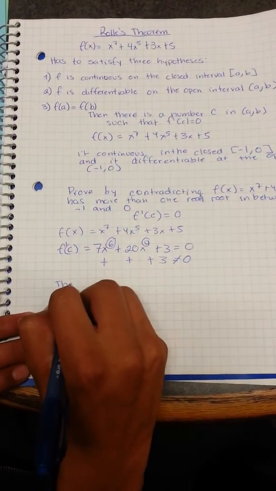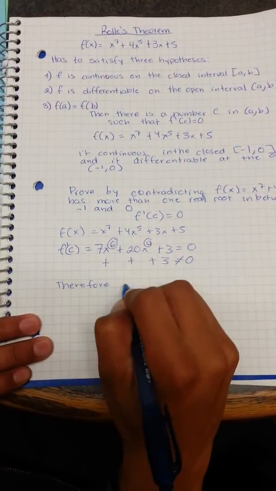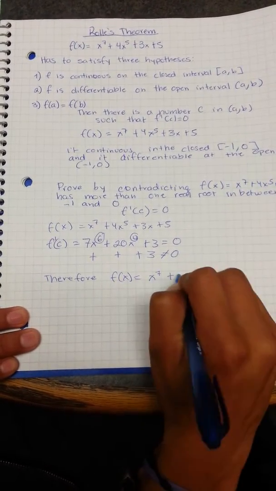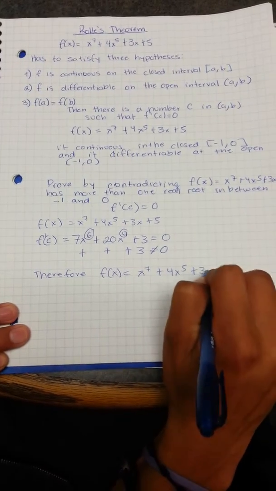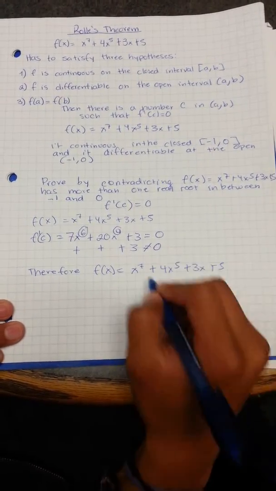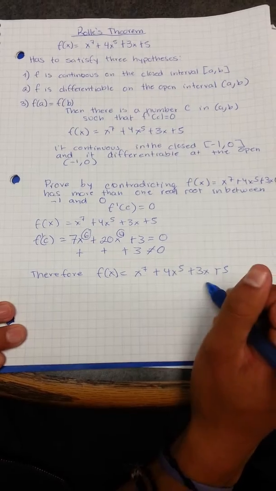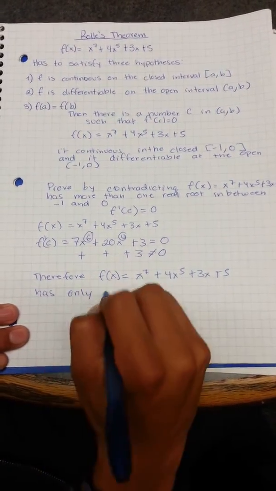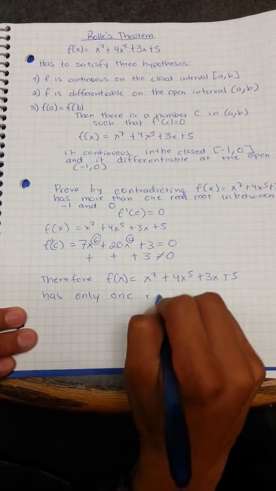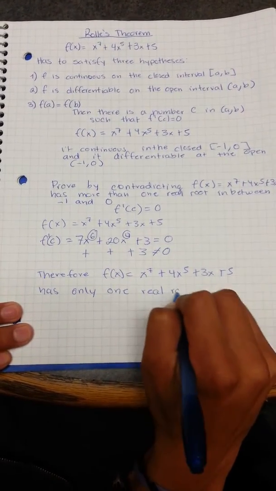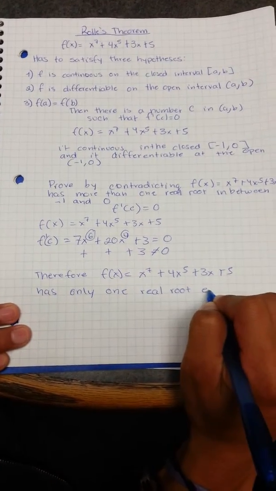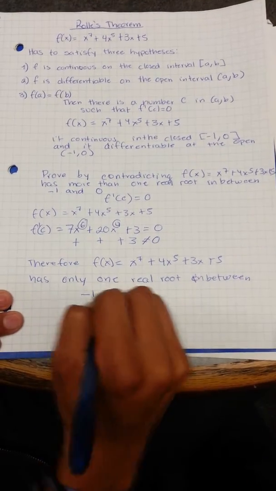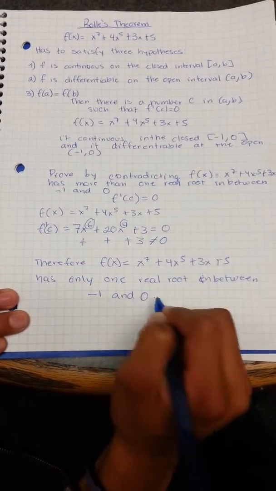Therefore, our function f of x, x to the 7th plus 4x to the 5th plus 3x plus 5 has only one real root in between -1 and 0.